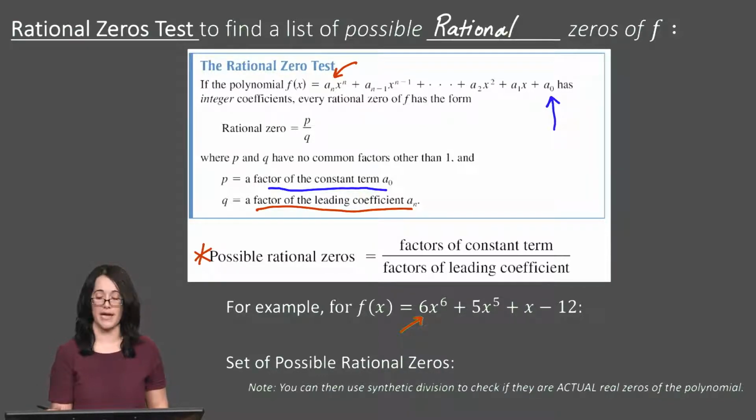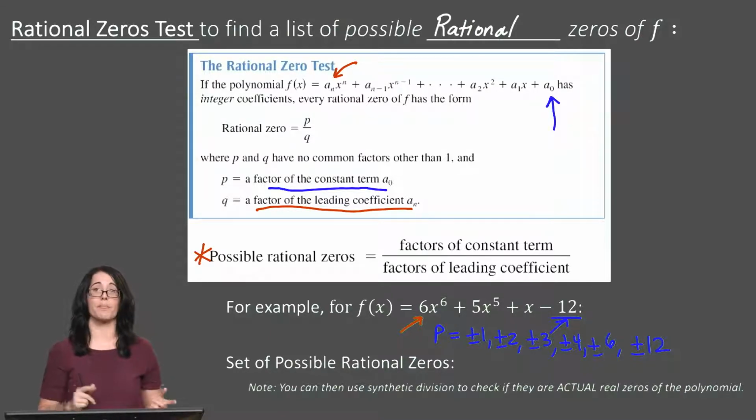We can use our rational zeros test. We would start off with our factors of our constant term, negative 12. So looking at our constant term, negative 12, some factors of negative 12 include 1 and 12, 2 and 6, and 3 and 4. If I were to write those in increasing order, I would have, for example, for my p, plus or minus 1, plus or minus 2, plus or minus 3, plus or minus 4, plus or minus 6, and plus or minus 12. Those are all the ways that we could possibly factor the number negative 12.